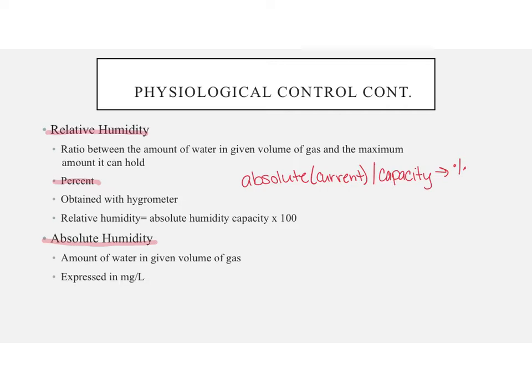So relative humidity, you're not measuring the relative humidity itself with this tool. You're measuring the absolute humidity and using that value to come up with your relative humidity. So it's expressed in milligrams per liter, and milligrams is going to be milligrams of water per liter of gas.